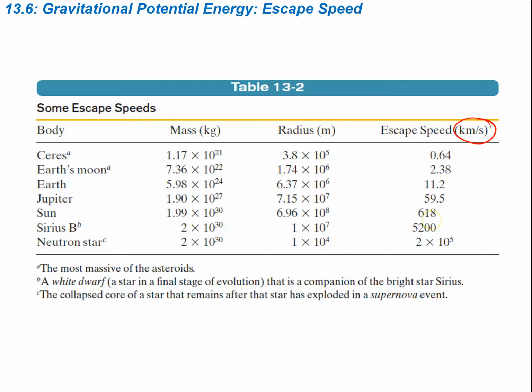The sun is quite large, and if you even look at something like a neutron star that is pretty massive, you end up with something like 2 times 10 to the 5th kilometers a second. So these are the speeds that you would have to go, basically, to escape the pull of gravity and to end up with a final potential energy of 0, and kinetic energy of 0 as well.